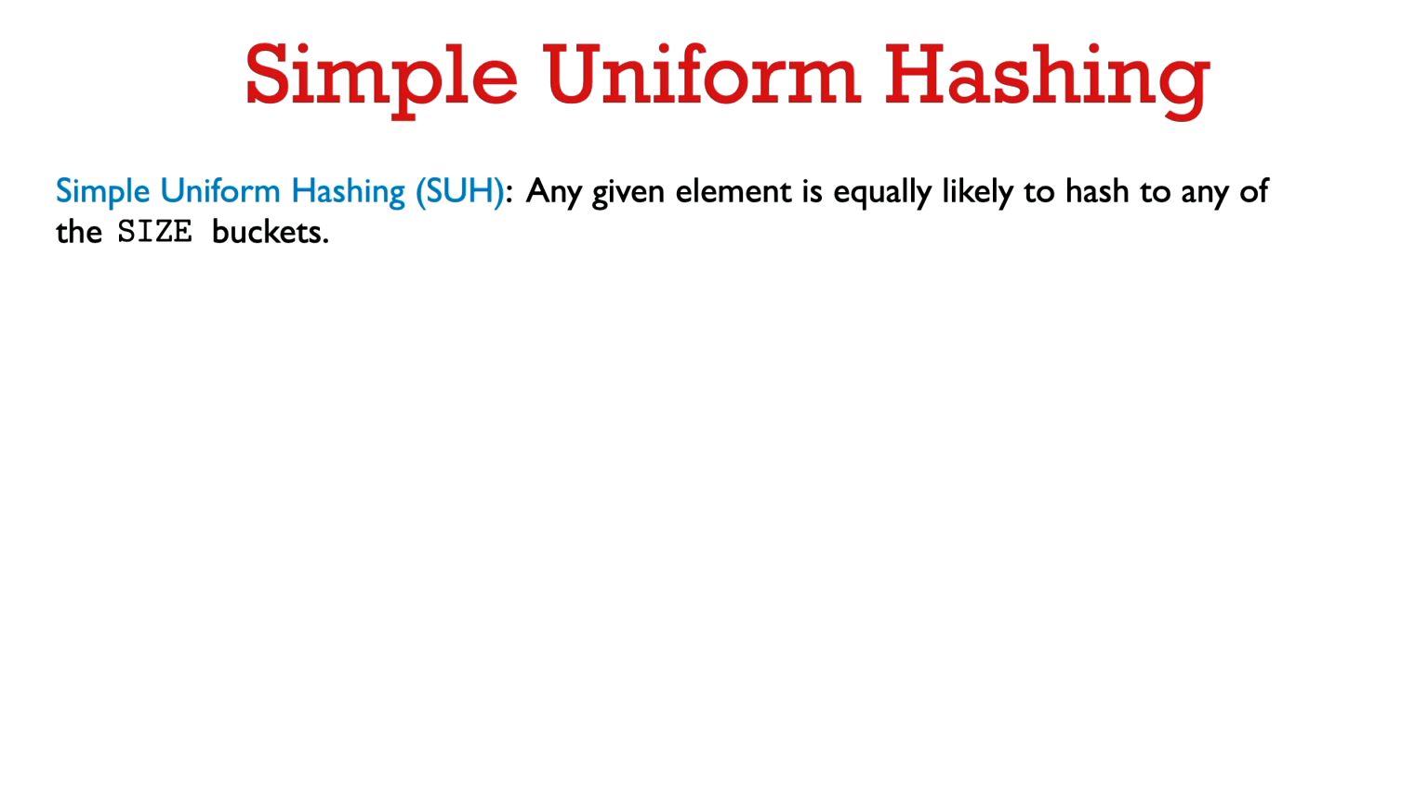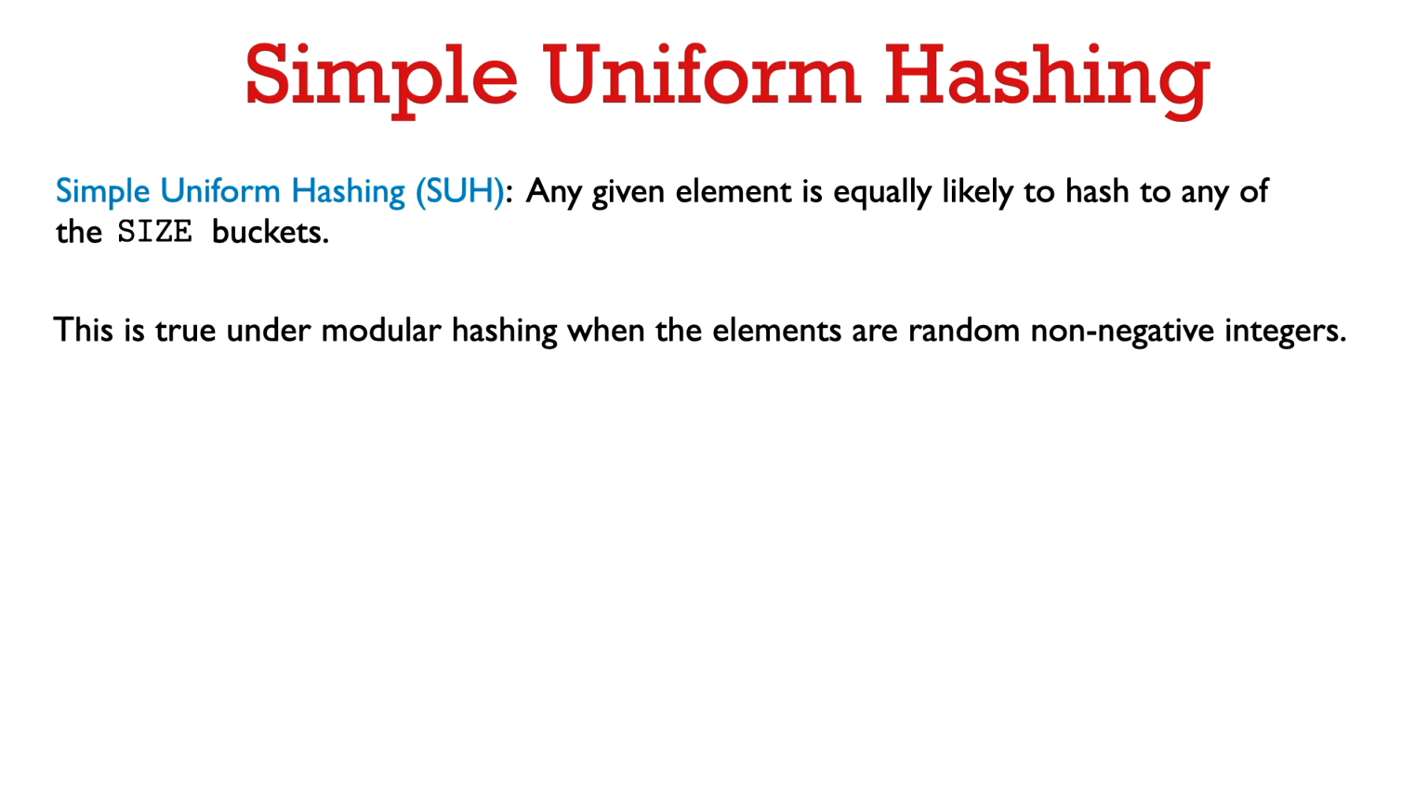So a common assumption that is made in the analysis of hash tables is what's called the simple uniform hashing assumption. Under this assumption, any given element we encounter is equally likely to hash to any of the buckets. So we get this assumption, for example, when the elements are chosen to be random non-negative integers and we use modular hashing.